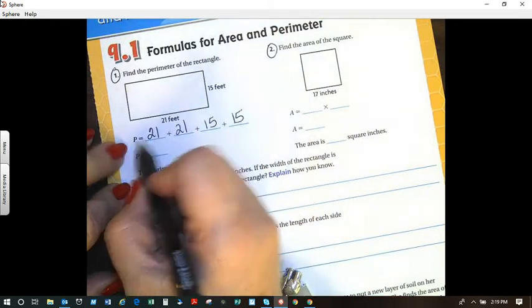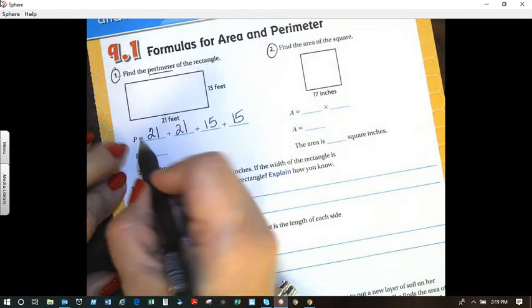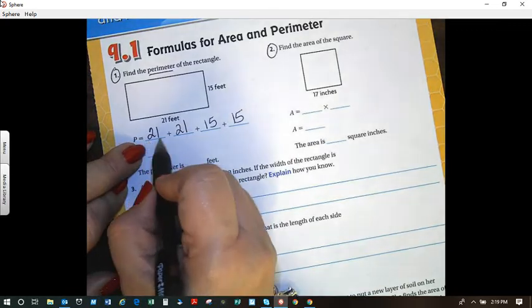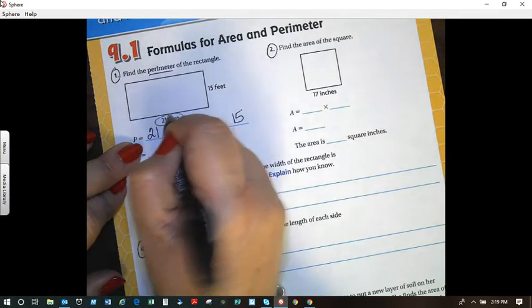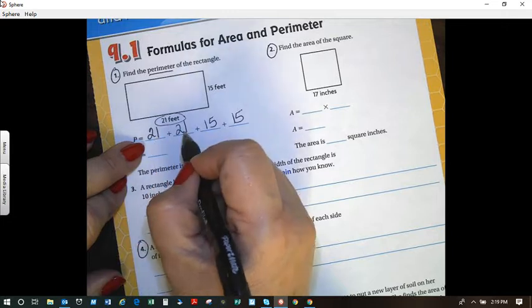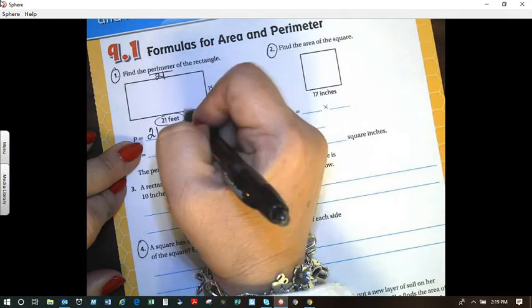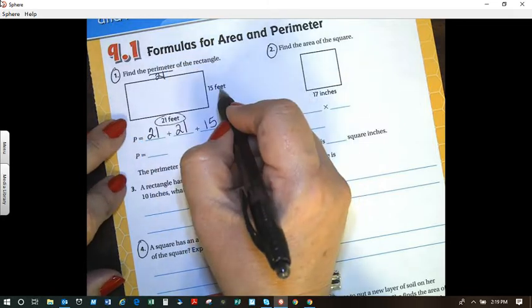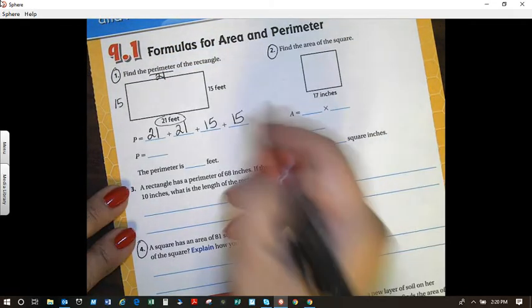I need to find the perimeter of this rectangle. It says P equals blank plus blank plus blank plus blank. Well, I'm going to put in my length. So I have 21 plus 21 plus 15 plus 15. I'm going to put 21, write it across, and if this is 15, then across from that is 15. So I'll add this up.